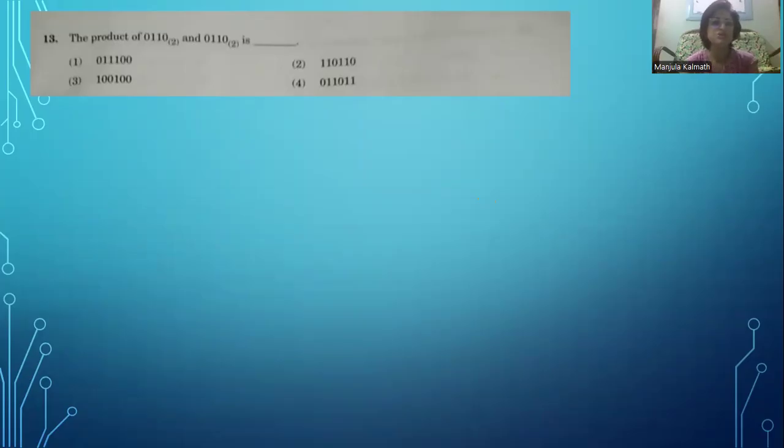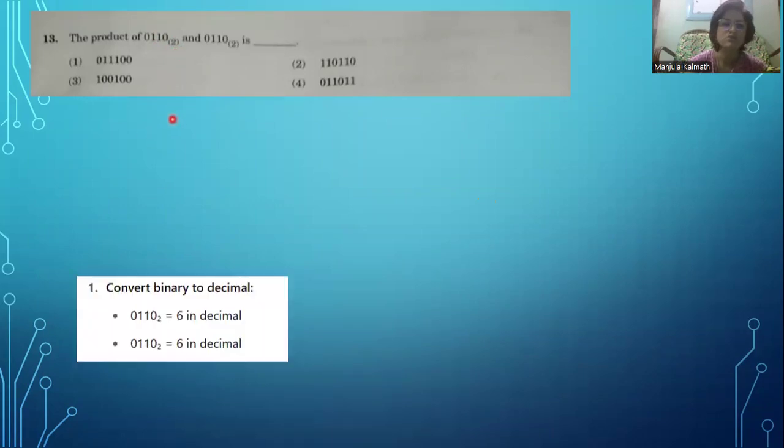The 13th question is to find the product of two binary numbers. Given two binary numbers here, we need to find out the product of these two. In order to multiply these two given binary numbers, first we have to convert them into decimal. Then we take the multiplication of those decimal numbers, which gives a decimal output. Once again, that decimal output will be converted into binary.